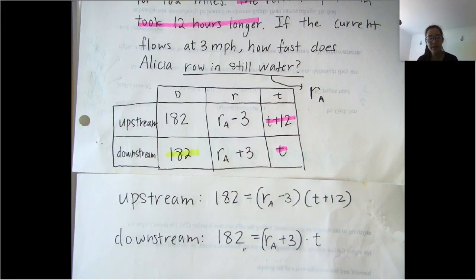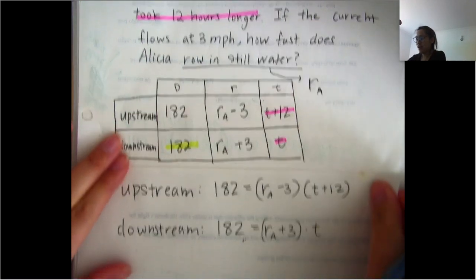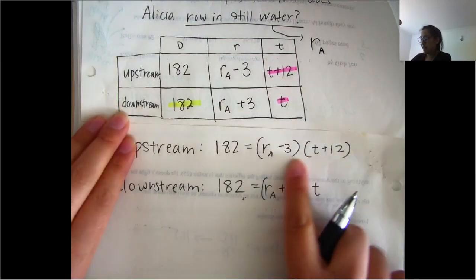Okay, and so you see here that you have two equations. We don't care about what T is, since the question asks for how fast Alicia is rowing. So we're looking for R sub A. And so what you want to do is rewrite this so that you have these both in terms of T, and then we can set them equal to each other. So we'll go ahead and rewrite this.